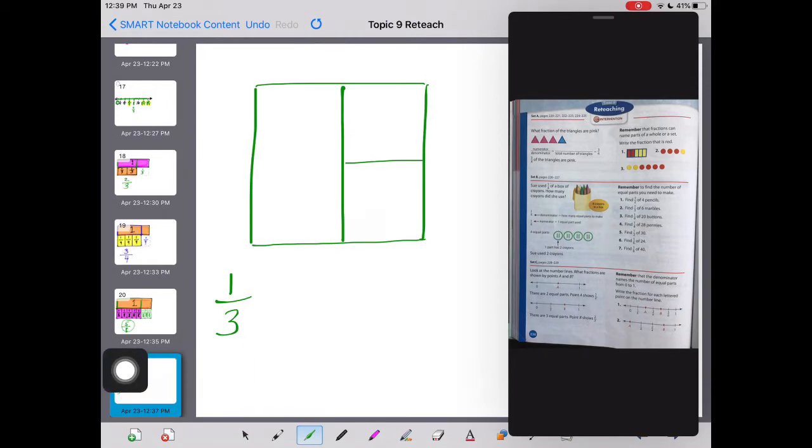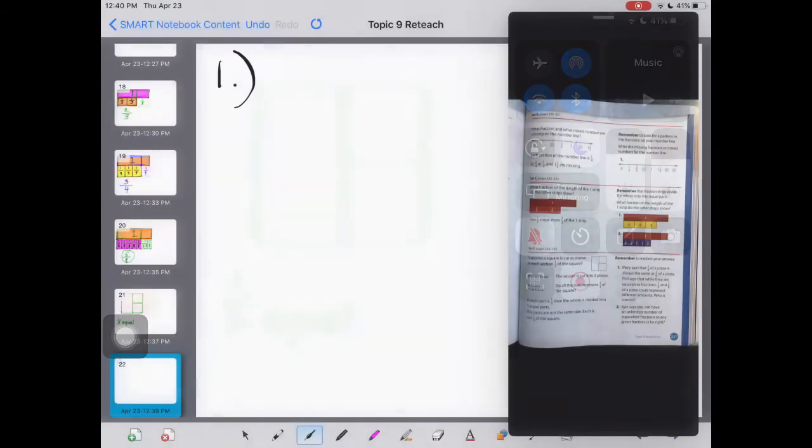Because it's not just a matter of how many pieces. They've got to be 3 equal pieces. Are these equal? Not all 3 of them are. These 2 are, but this one sure isn't. So you would answer in saying, these parts are not the same size, so therefore they do not represent 1/3 of the square.